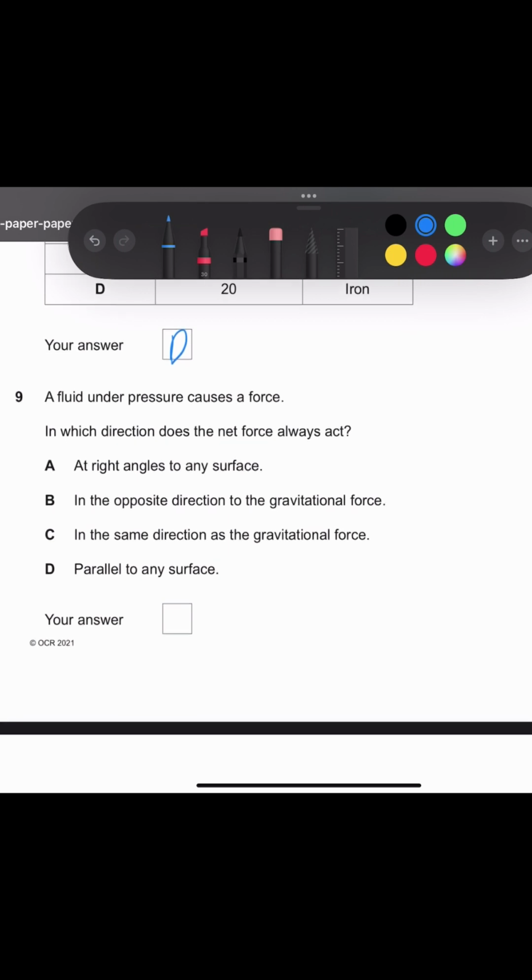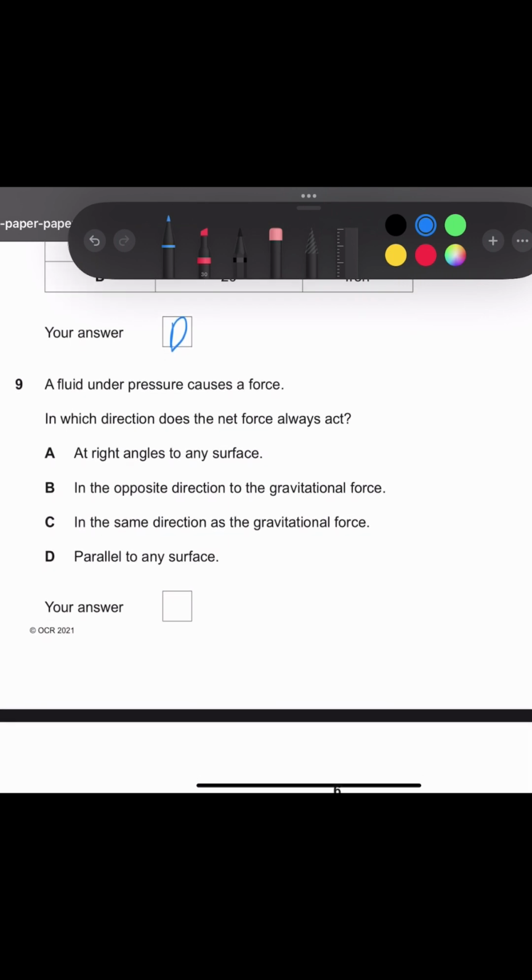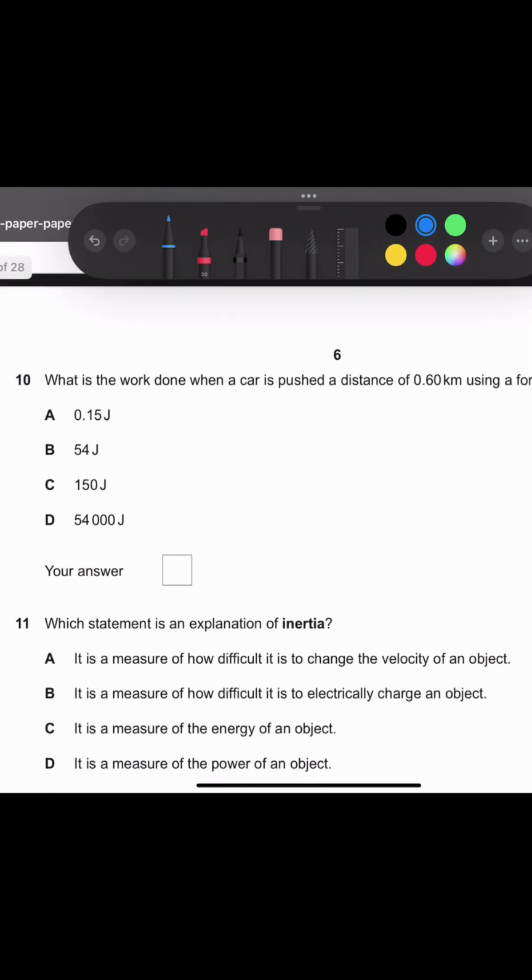So the solenoid with the strongest magnetic field is going to have an iron core. So these 2 copper ones can be taken off already. And so it's going to have an iron core, and so it's between B and D. And it's going to be the one with the most number of turns. So it's going to be D.